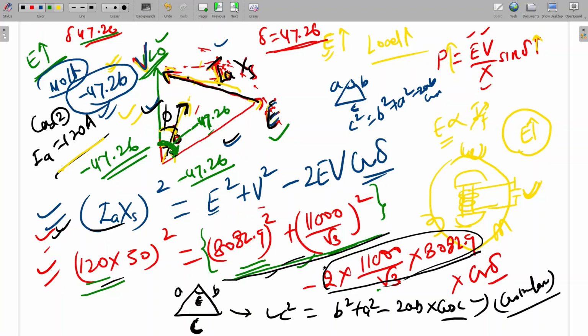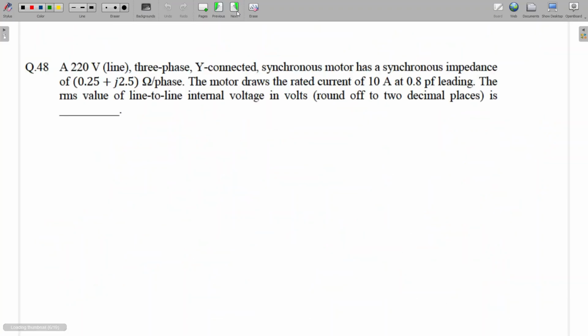Okay, this one is a good concept. Cosine law of triangle, we should remember. Okay. Someone is playing music. Okay. So moving to the next question.